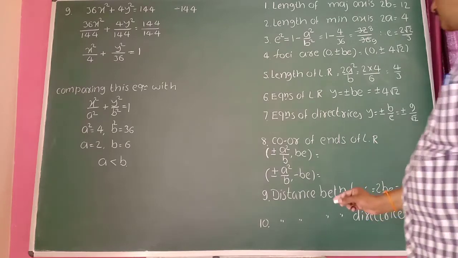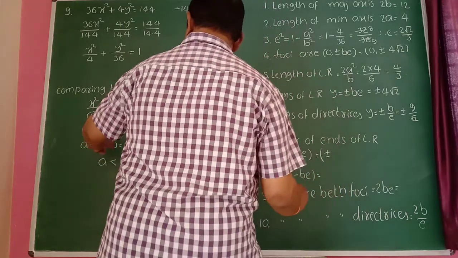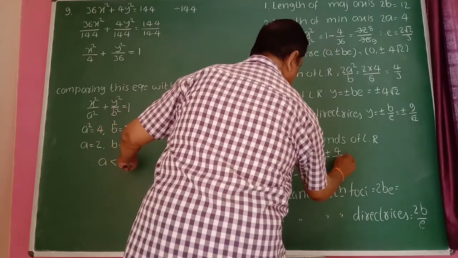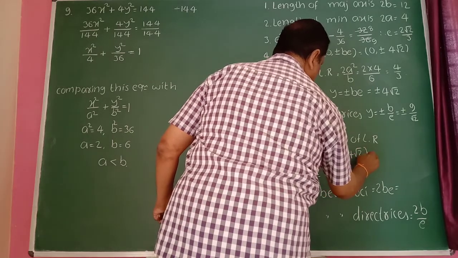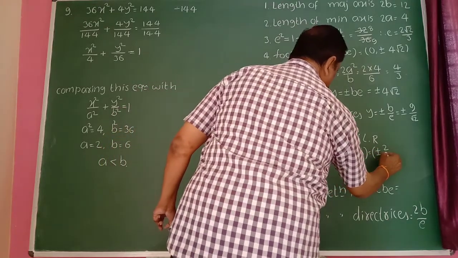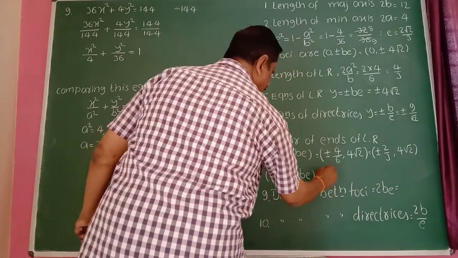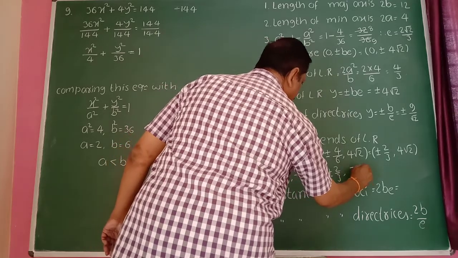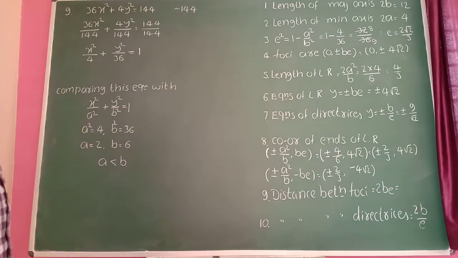Then the coordinates of the ends of the latus rectum: plus or minus a² over b, which is 4 over 6, and be, which is 4 root 2. Therefore plus or minus 2 divided by 3 comma 4 root 2. Similarly plus or minus 2 divided by 3 comma minus 4 root 2. These are the coordinates of the ends of the latus rectum.